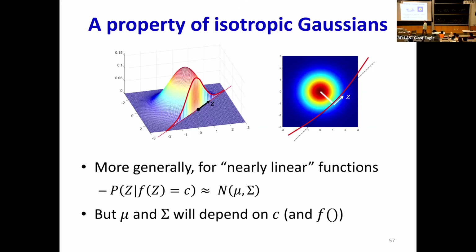So for nearly linear functions, what is a curved surface? A curved surface is basically a surface of the kind f of z equals 0, or f of z equals constant, right? For nearly linear functions, the distribution on the curve represented by this function is going to be almost Gaussian, but the mean and the variance of this Gaussian are going to depend on the function and on where on the function you're reading it. That making sense to everybody? Okay, thank you, right? So we're going to use that.